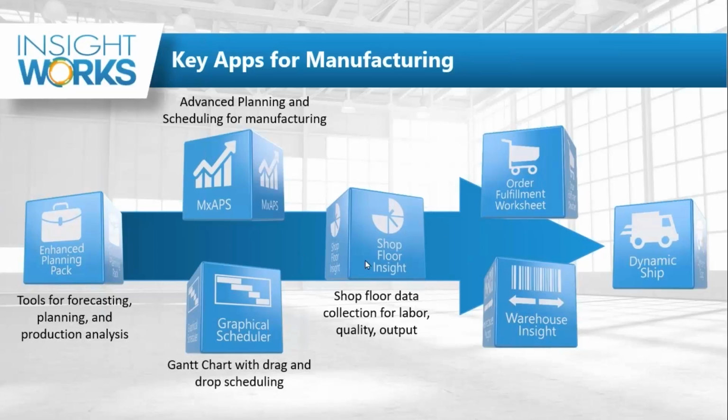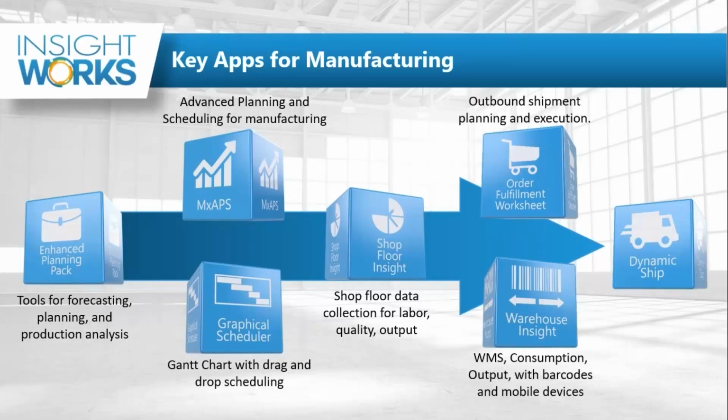Now, once we've scheduled it and executed it, we're going to get it out the door, and then we're going to use the same tools that we used in the fulfillment side, right? We're going to use the fulfillment worksheet to figure out, hey, this production order was just completed. There's a sales order that needs it. Let's ship that out the door, and out it goes. And we can use Warehouse Insight for picking that. Warehouse Insight also does consumption and output and all sorts of things. Shop Floor Insight does that consumption and output as well. But if you want to use a mobile device and scan everything, we can do that with Warehouse Insight.